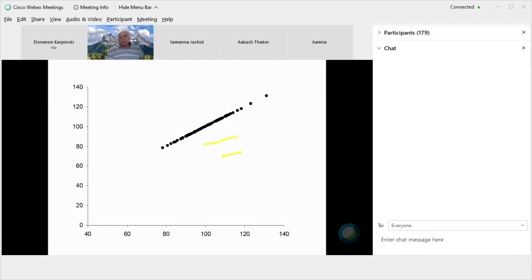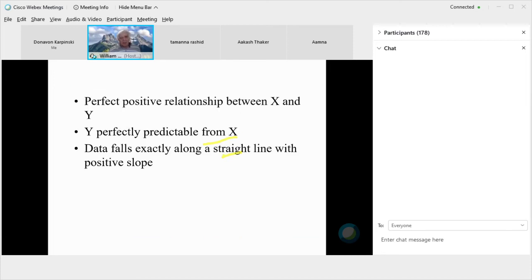This is the other extreme. This time the ellipse is extremely thin. Its minor axis is 0. The data is falling perfectly along a straight line. It's a perfect positive relationship between y and x. The data falls exactly on a straight line, and if you know the equation of that line, you can predict y exactly in value.